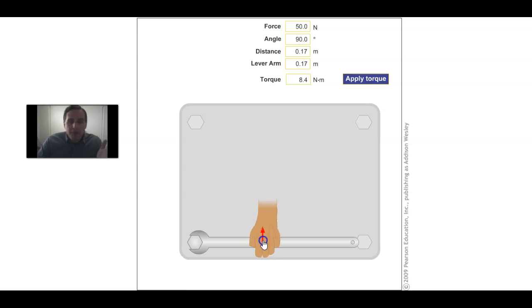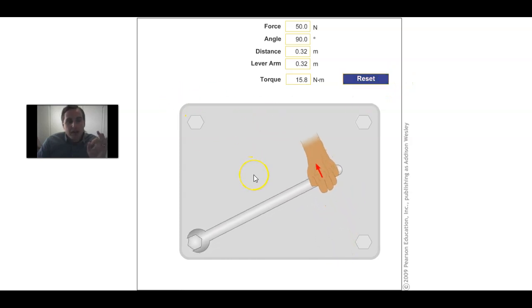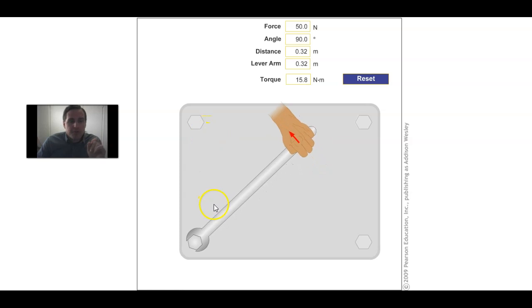But notice what happens as I increase the radius. As I increase the radius, the torque is getting greater. The distance and the lever arm are remaining the same, because the force is exactly perpendicular to the radius. And if we get out here to as large a radius as possible, we have quite a large torque. So now we have a lot greater ease in turning this bolt.